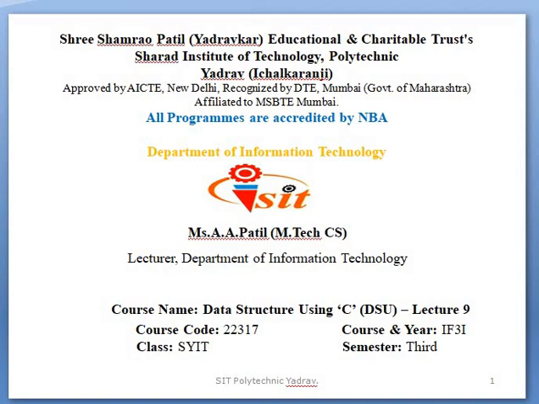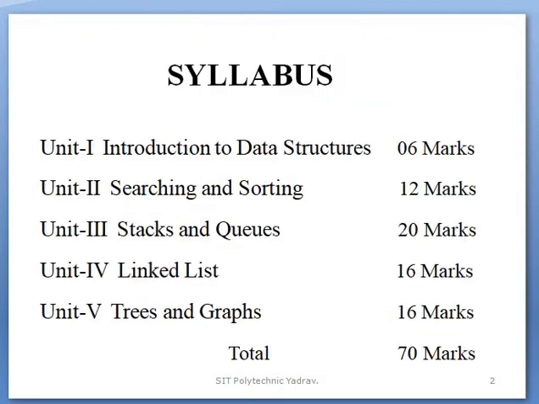Today we start the 9th lecture of the subject Data Structure using C. The syllabus for that subject has 5 units in total. Up to today we have already completed unit number 1, Introduction to Data Structures, for 6 marks. Now we start the next new chapter, unit number 2, Searching and Sorting, for 12 marks.